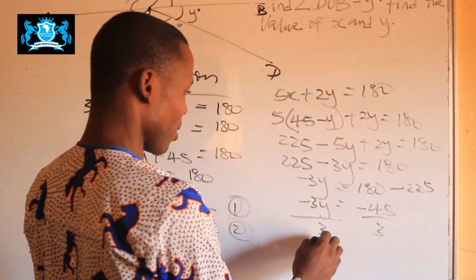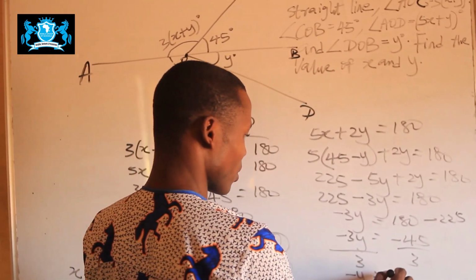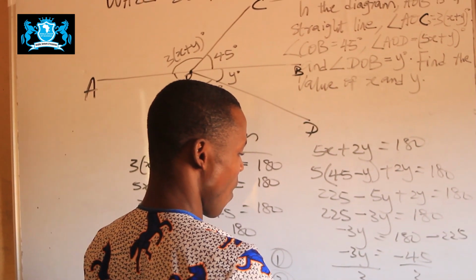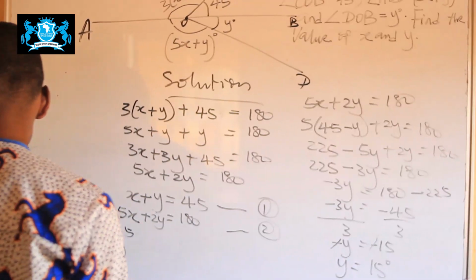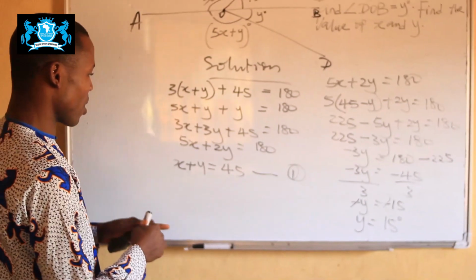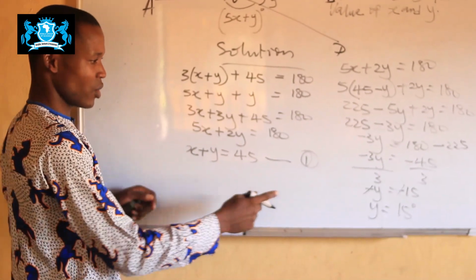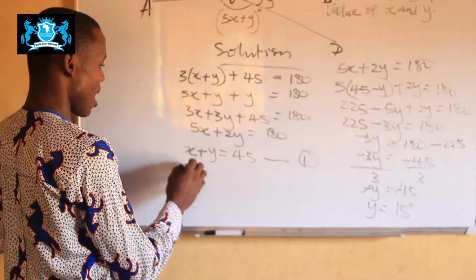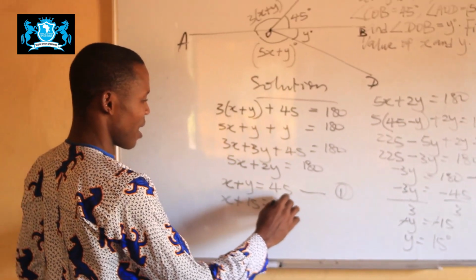We now have minus y equals to minus 15. Minus cancels minus. Y is equals to 15 degrees. We have gotten our y to be equals to 15. In our equation 1, we got that x plus y equals to 45. So, we have gotten our y to be 15. So, we now have x plus 15 equals to 45 degrees.